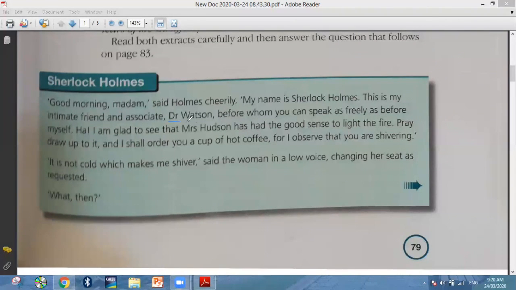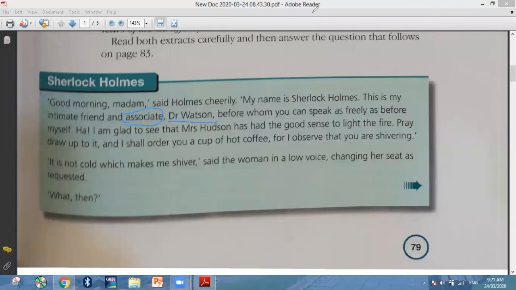Here, this is Dr. Watson and Sherlock Holmes. This is the detective. Dr. Watson is his assistant, okay? So I'll ask you now about the meaning of some words. Associate here, what does it mean? "My name is Sherlock Holmes. This is my intimate friend and associate." You can open your booklet, part one, page 93.